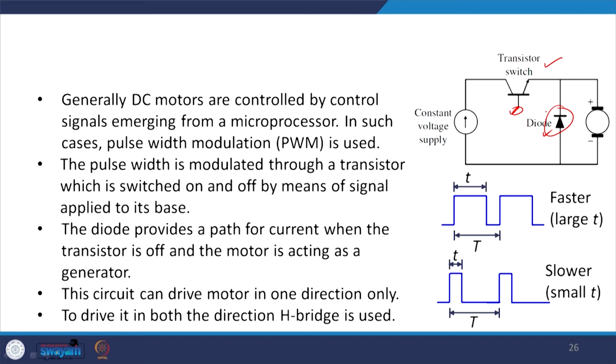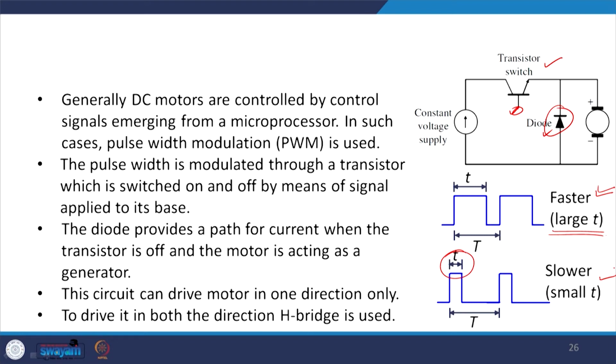And this is how we could have a faster speed, that is in this pulse width modulation. If we have a large T over here, that is the voltage is there for a large portion of time, so this is the faster one. And if the voltage is supplied for a small duration, this is going to be the slower one. But as I was telling you, this circuit can drive the motor in one direction only.